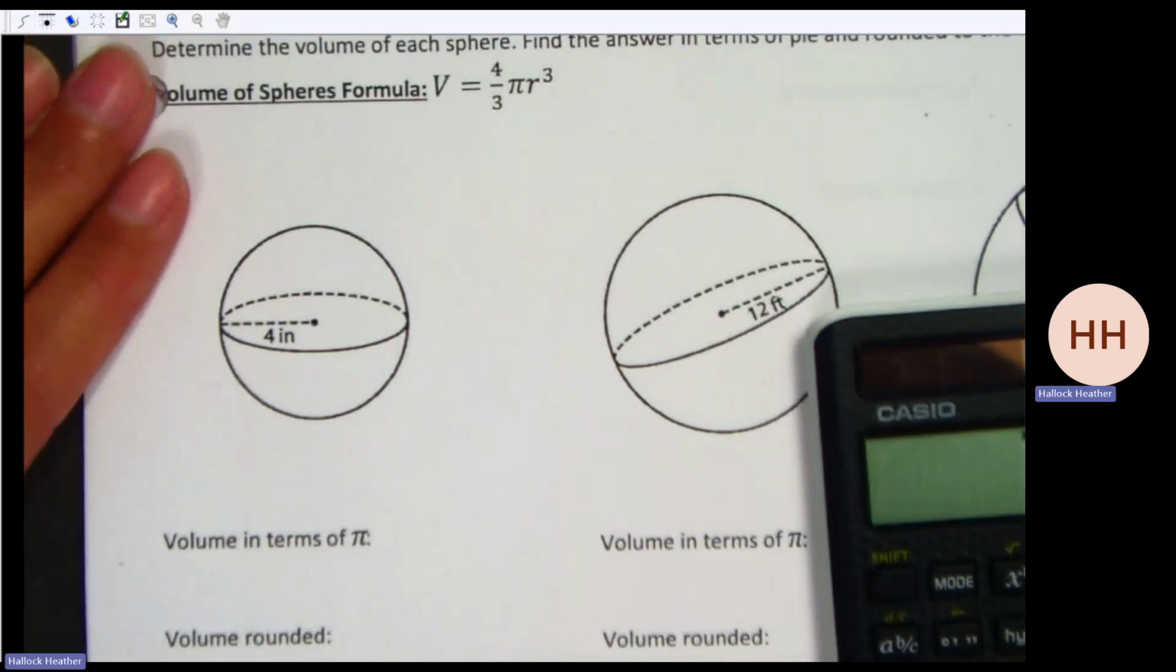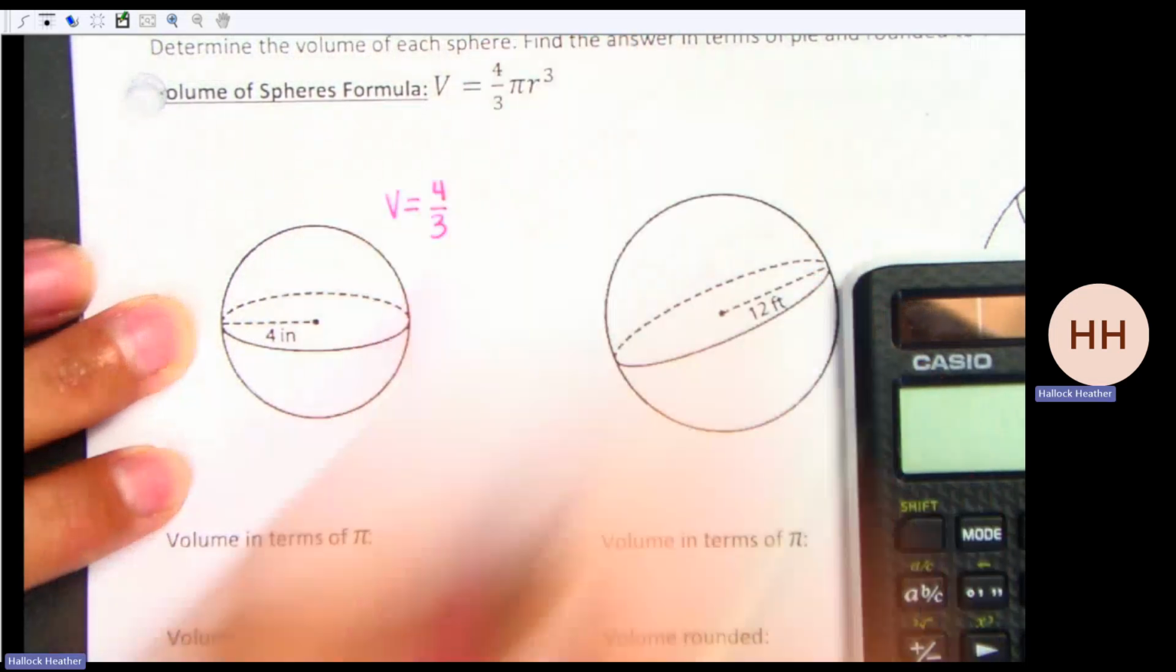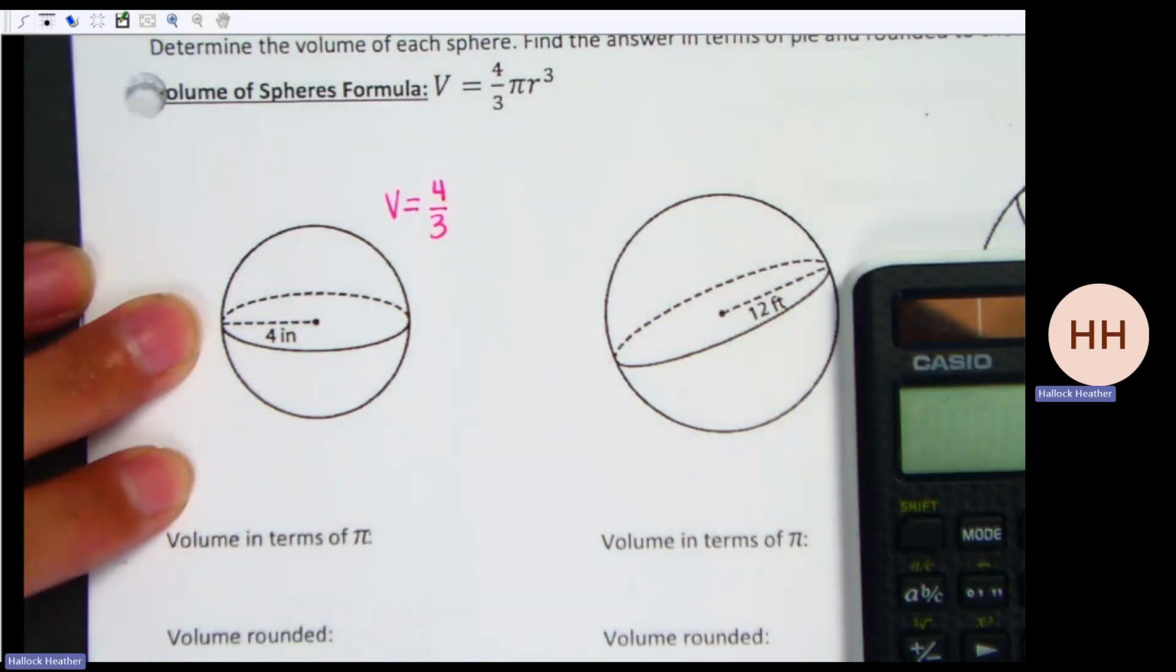We're going to use our formula. We're going to plug in our information. So I have volume equals 4/3. And I'm going to show every single step. Whenever you get used to this, especially if you've seen this before in middle school, you can skip steps. You can combine steps. I'm going to show every step.